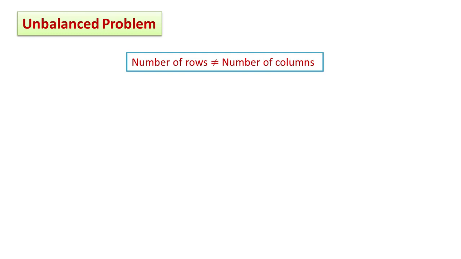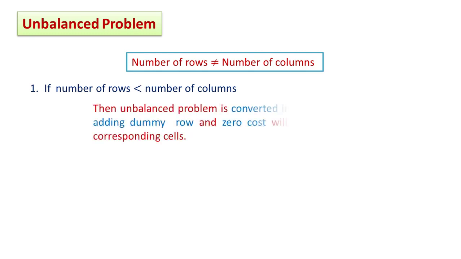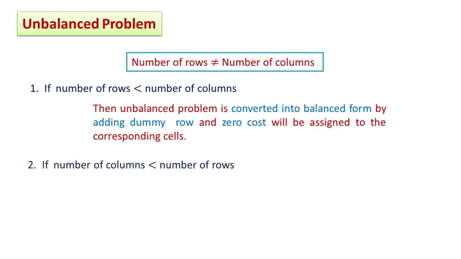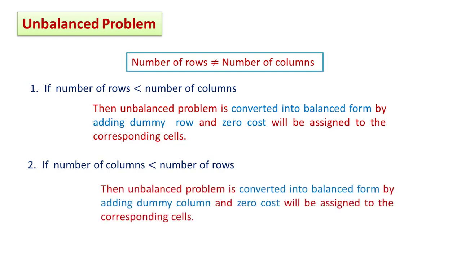There are two cases that arise. First, if number of rows is less than number of columns, then the unbalanced problem is converted into balanced form by adding a dummy row, and zero cost will be assigned to the corresponding cells. Second, if number of columns is less than number of rows, then the unbalanced problem is converted into balanced form by adding a dummy column, and zero cost will be assigned to the corresponding cells. Now we will clear this concept with some examples.